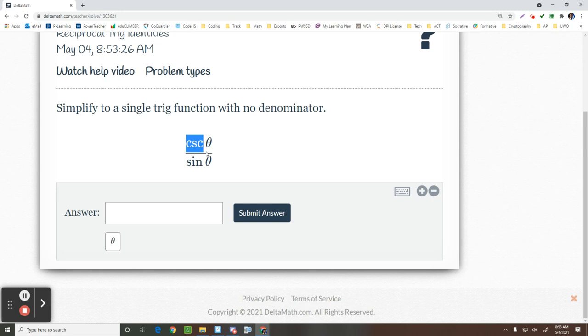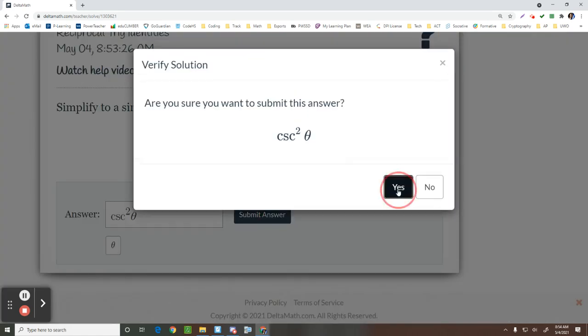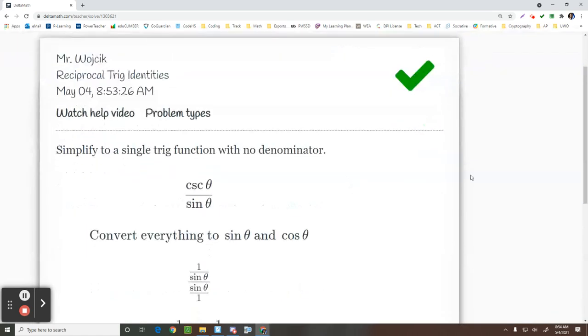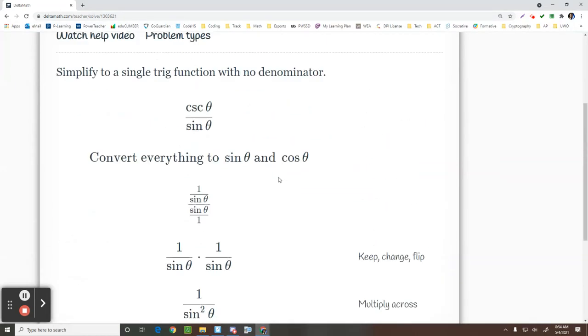So to have 1 over sine divided by another sine. So you're dividing by 2 sines. That'd be 1 over sine squared. Last thing is the reciprocal of sine is cosecant. So you can write that as cosecant squared. And then to do theta, you can just click on that right there. Boom.